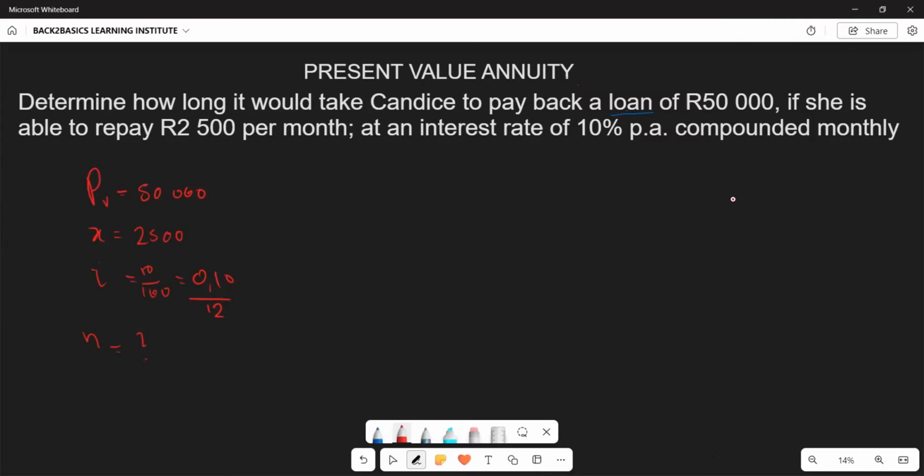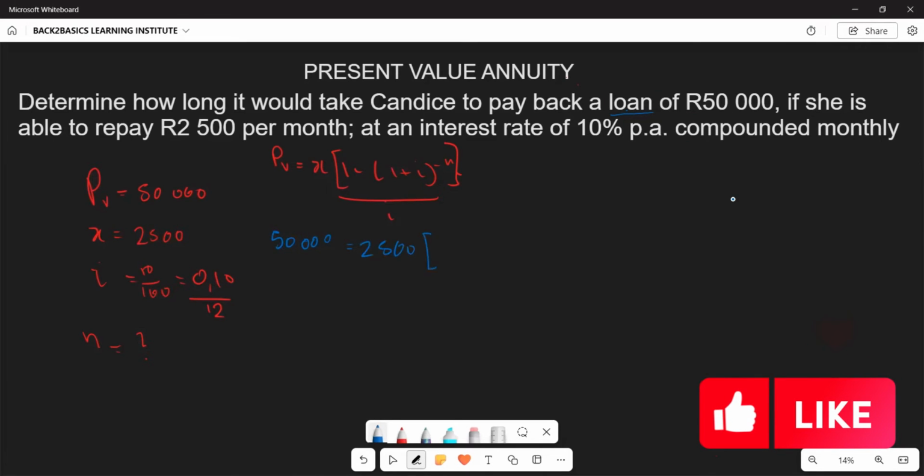Now let's start here. We're going to start with our present value formula. This is going to be your PV, which is X into 1 subtract 1 plus i to the power of negative n, all over i, which is the interest. Do we have the present value? Yes, the present value given here is 50,000.